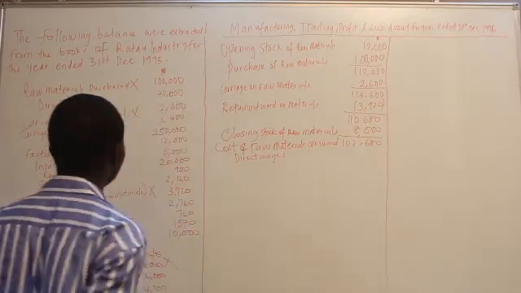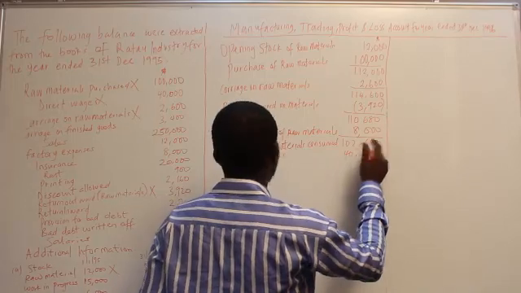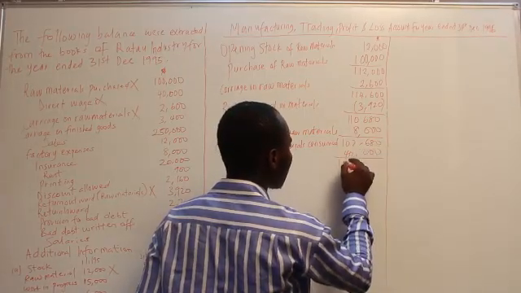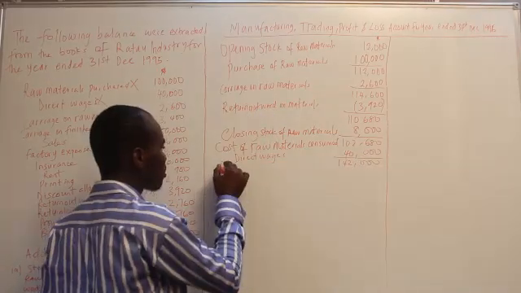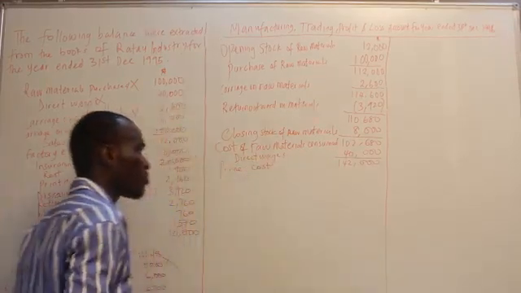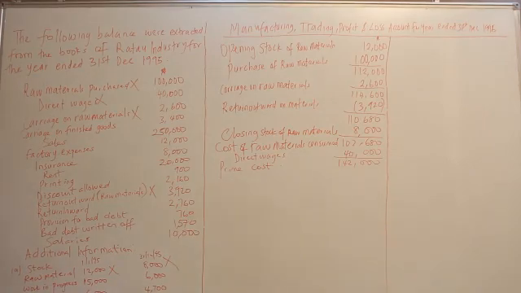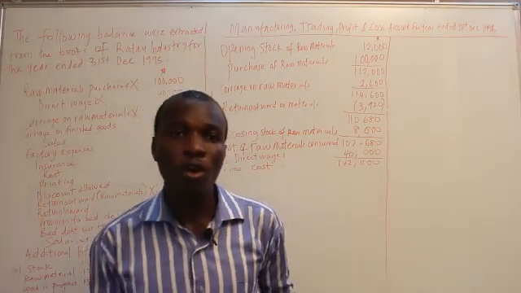And that is 40,000 naira. And now they give us 142,000. So that becomes our prime cost, since we don't have direct expenses. So the next thing, we have our prime cost already. The next thing is to determine the factory overhead.